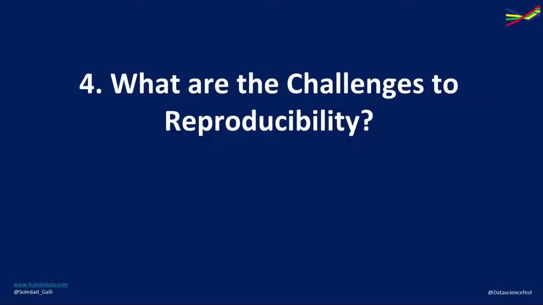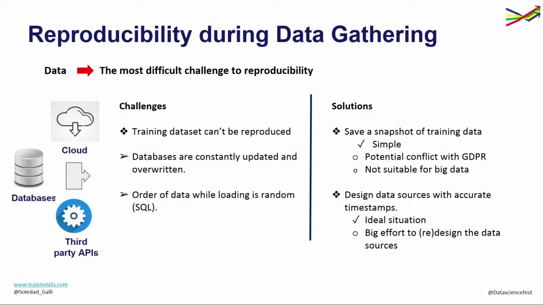What are the challenges to reproducibility? We have challenges pretty much at every step of the machine learning pipeline. So the first challenge occurs at the stage of data gathering, and it's actually perhaps the most difficult challenge to reproducibility. And this can happen because we can't reproduce the training data set that we use to train our models. So often, we cannot reproduce the training sets between the research and the development environment.